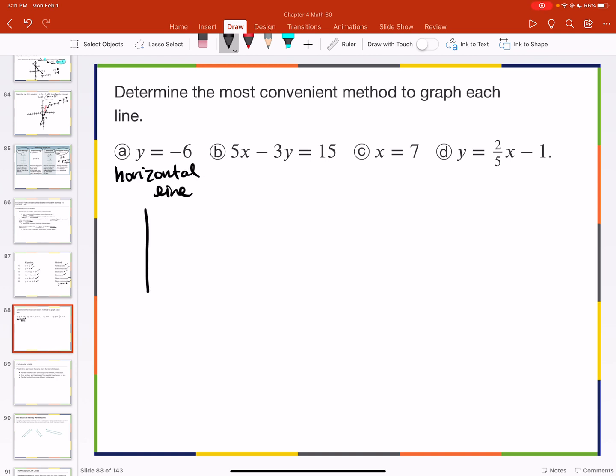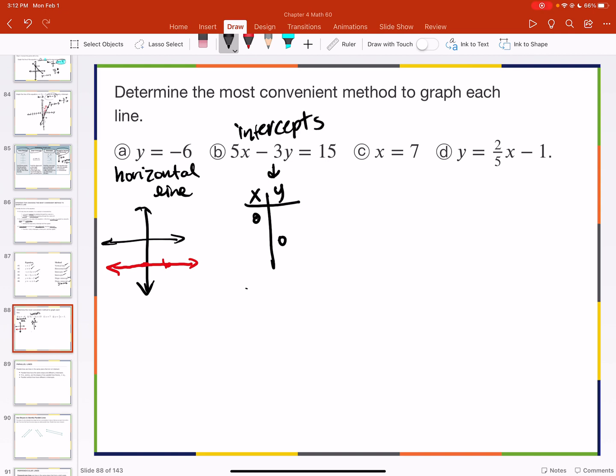So if you were to graph it, let's say this is it, and I'm going to graph it. Wherever -6 is, that's where the line goes through. So -6. Okay. And then this one, since it's not in y = mx + b form, we could do intercepts, okay?